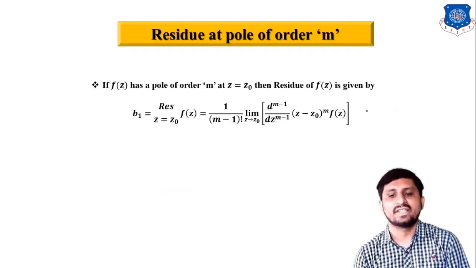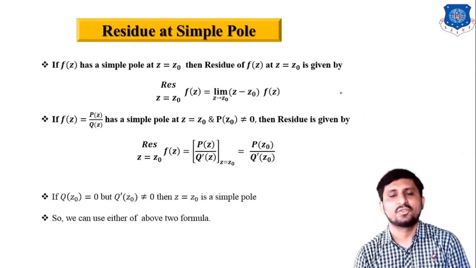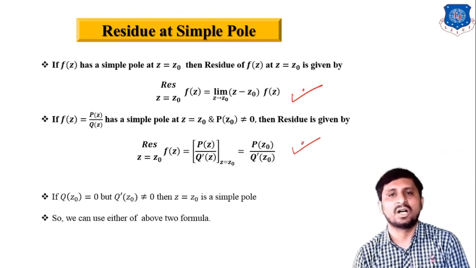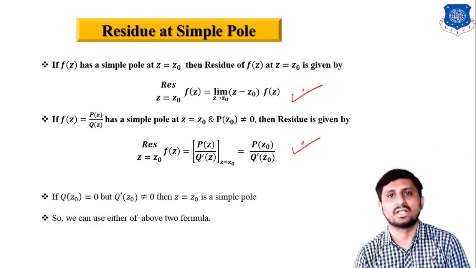So using this formula you can easily find the residue of f of z at a pole of order m, when m is greater than 1. If z0 is a simple pole, then you can apply the other two formulas. Okay, so in today's lecture we discussed what a residue is, how we can find the residue if f of z can easily be expressed in a Laurent series, and if f of z cannot be expressed in a Laurent series, then how we can find the residue using this formula. So thank you.